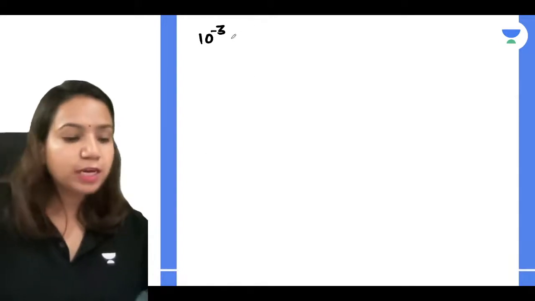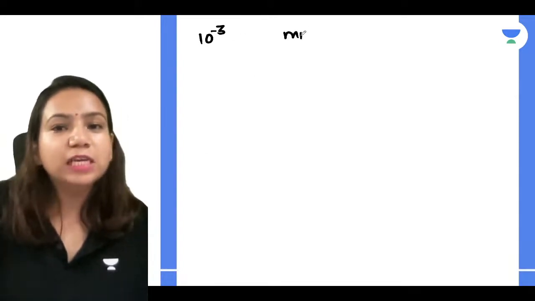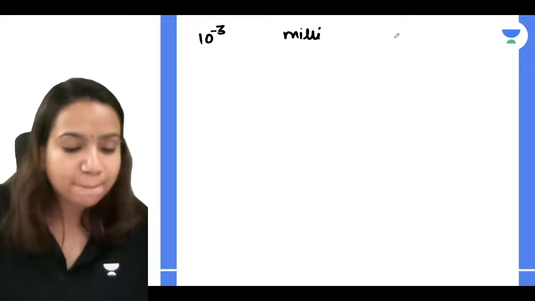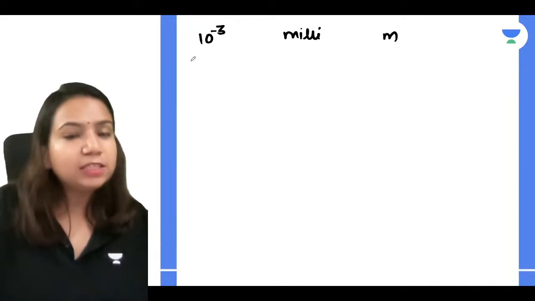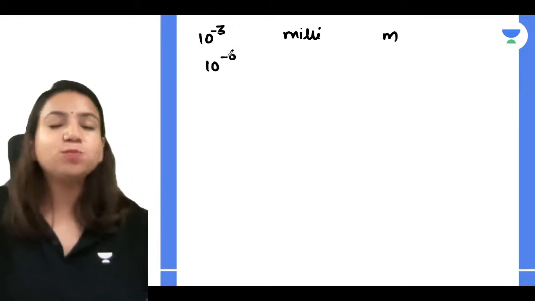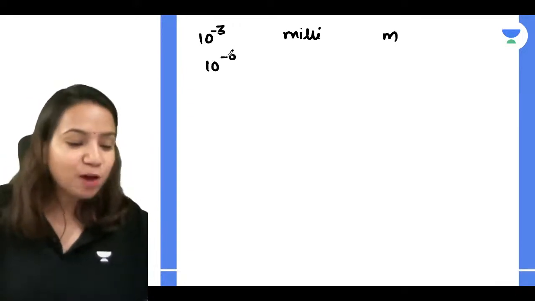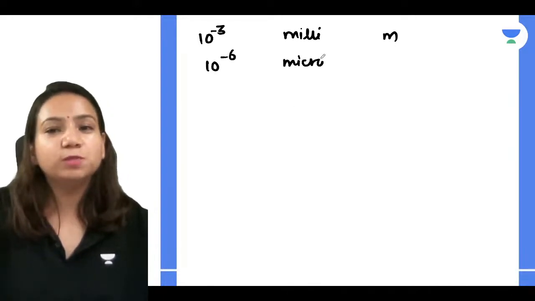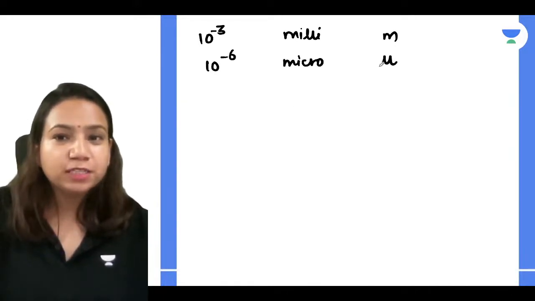Very good, Abhishek. So 10 to the power minus 3 is milli, and what is the symbol for it? What do we use? Tell me guys. We use M. Very good. And 10 to the power minus 6 is what? 10 to the power 6 is mega. What is 10 to the power minus 6? Yes, it is micro. Many of the questions you will be seeing it, and the symbol for it is this.